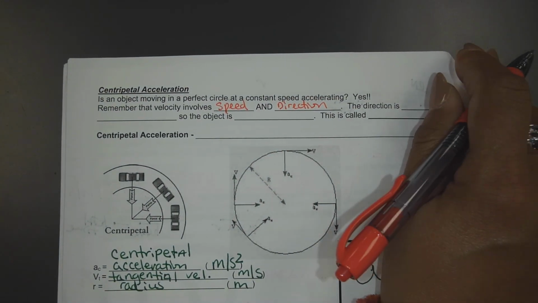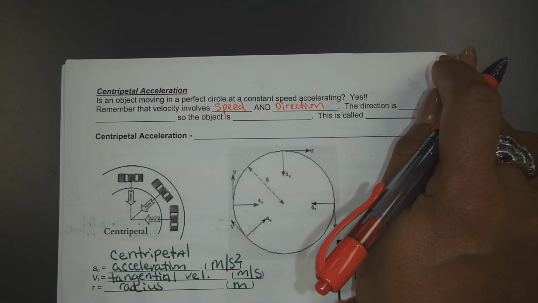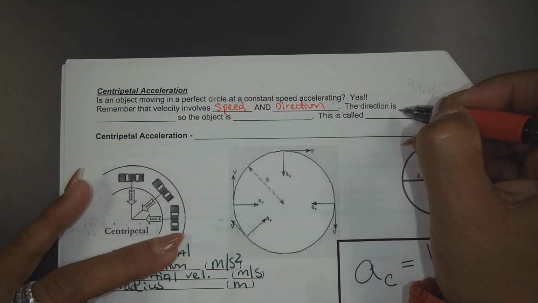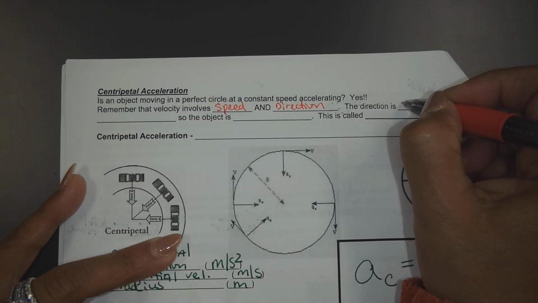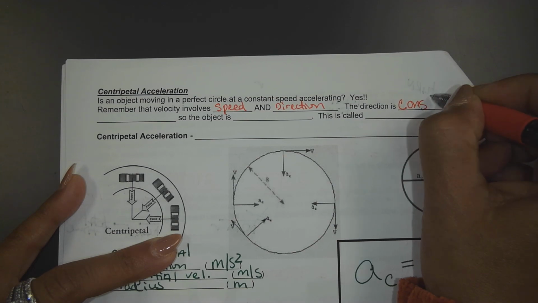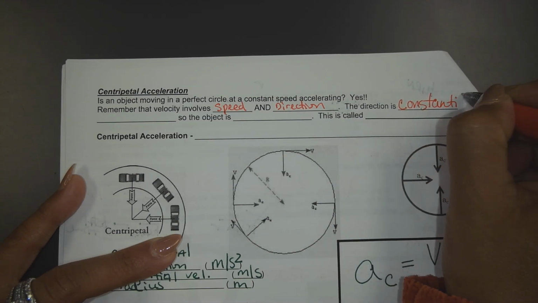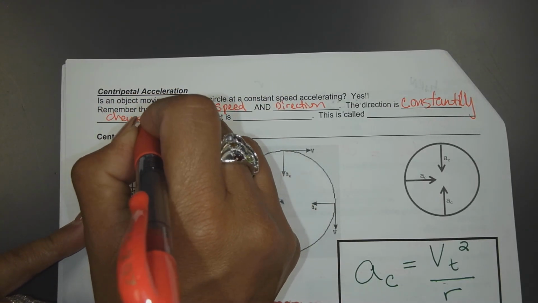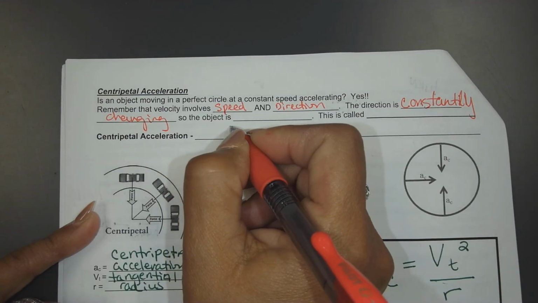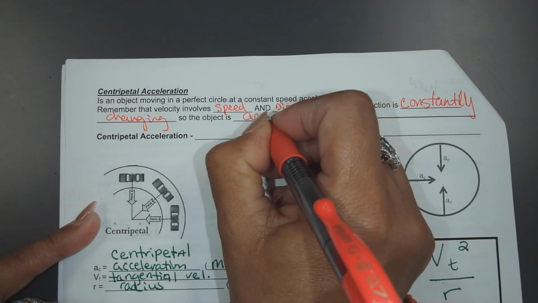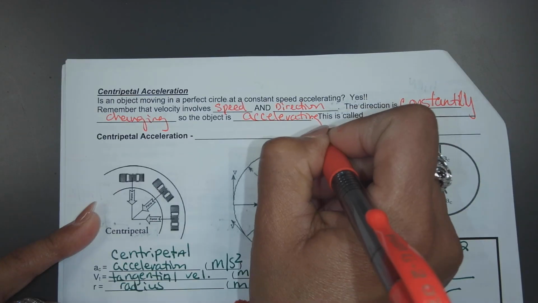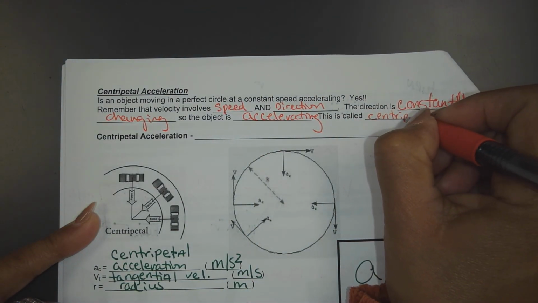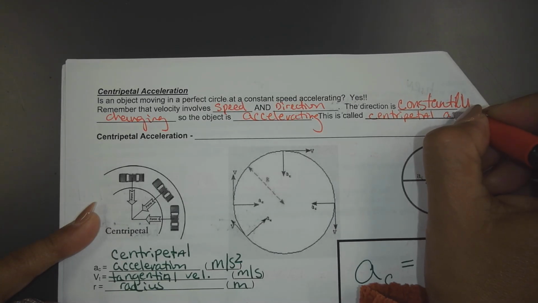And because it involves a direction, that means that it's a vector quantity, and any object moving in a circle is constantly changing its direction. So its direction is constantly changing. So the object, it says here, is, yes, accelerating. This is what we call centripetal acceleration.